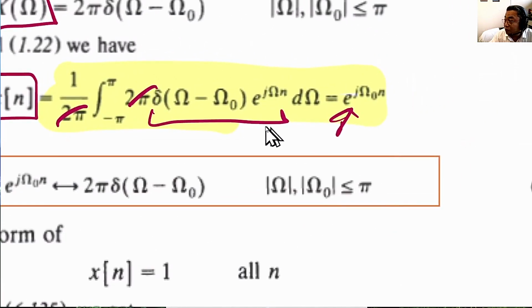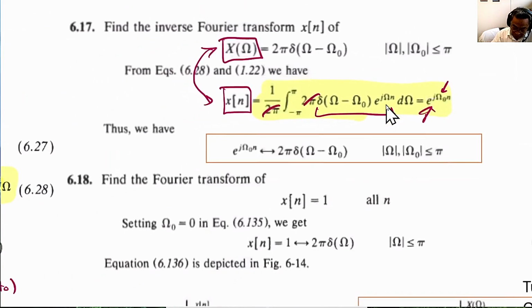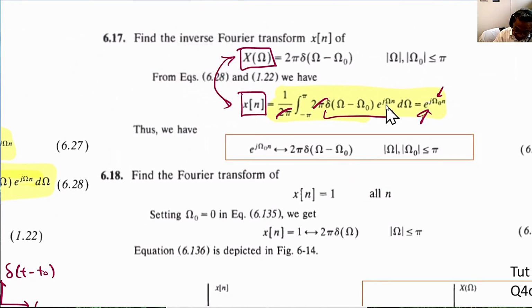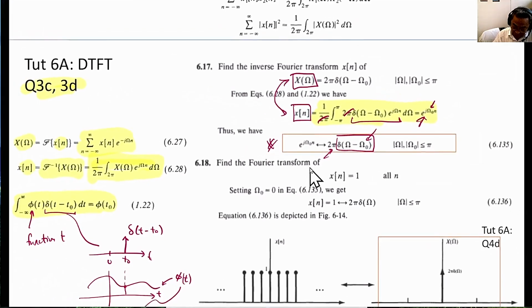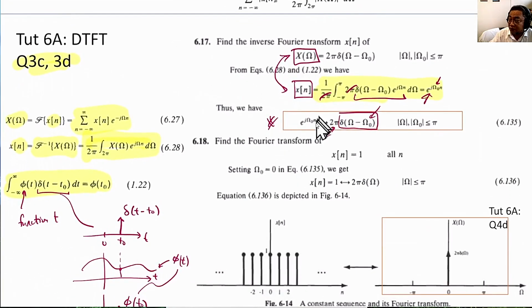So only at omega equals omega naught is there a non-zero value. So it's e to the j omega naught n. So what it means is that a complex exponential rotating at omega naught, its Fourier transform is a delta function at omega naught multiplied by 2 pi. Okay, so this is the DTFT of e to the j omega naught n.